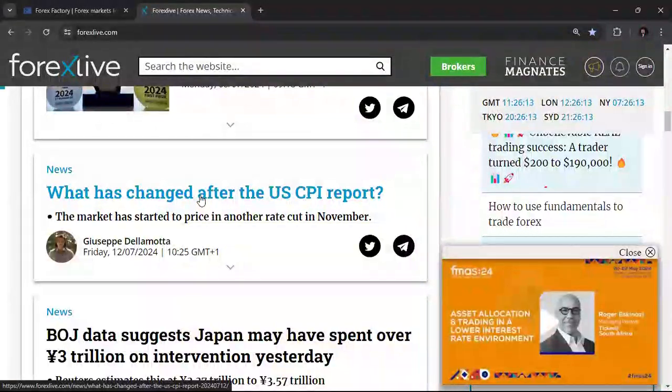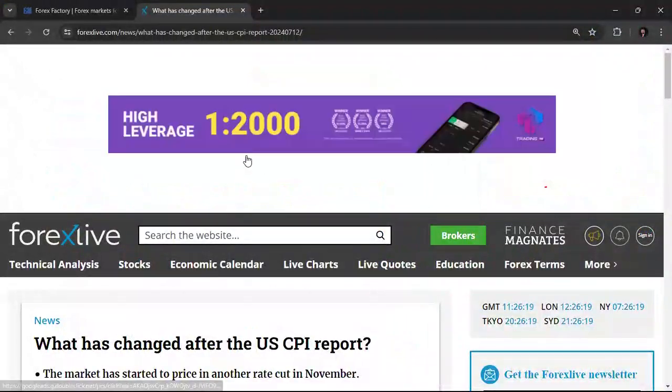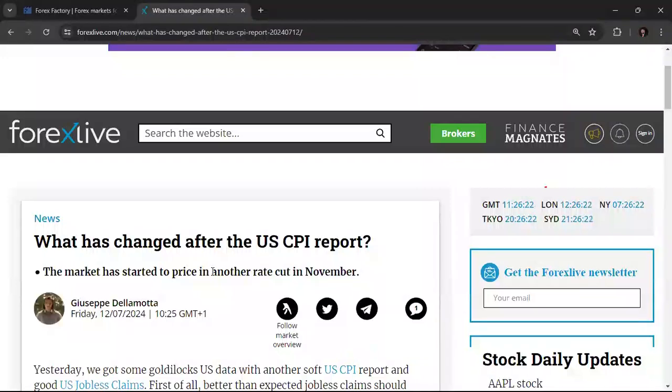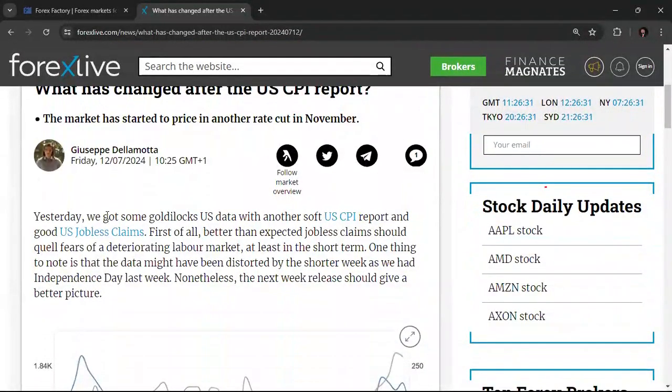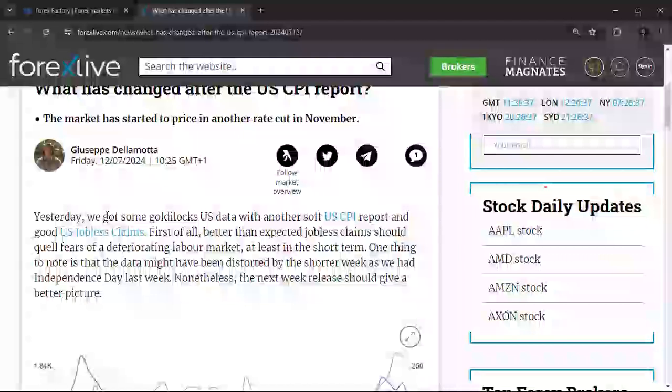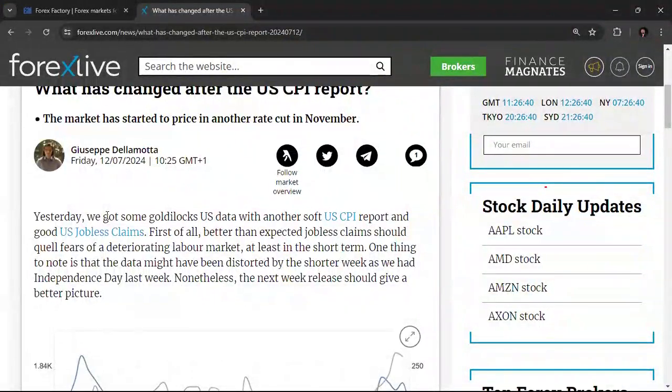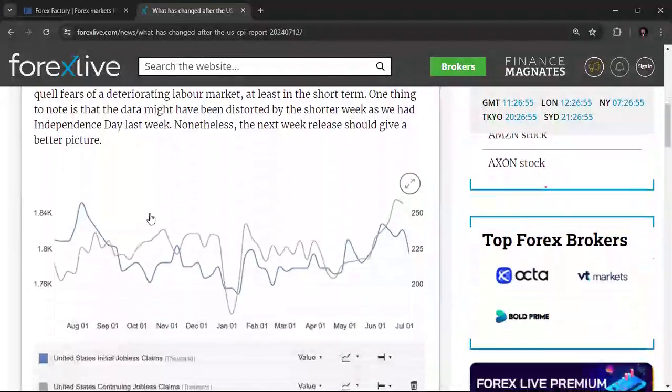What has changed after the US CPI report is the only thing I want to read. What has changed after the US CPI report? The market has started to price in another rate cut in November. Ooh, let's see this. It says, yesterday we got some Goldilocks US data with another soft US CPI report, and good US jobless claims. First of all, better than expected jobless claims should quell fears of a deteriorating labor market, at least in the short term. One thing to note is that the data might have been distorted by the shorter week as we had Independence Day last week. Nonetheless, the next week's release should give a better picture, but that's what I'm looking for.